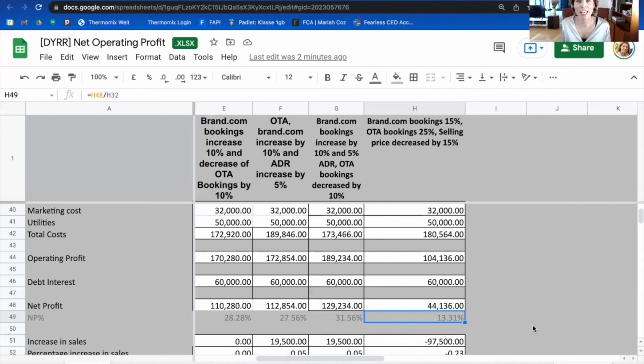Of course, you can increase the profitability if you cut your costs. There is no doubt about that. But this is not our scenario at this moment. Our scenario is to play with the pricing and play with the distribution channel, so something we can do on the income side.